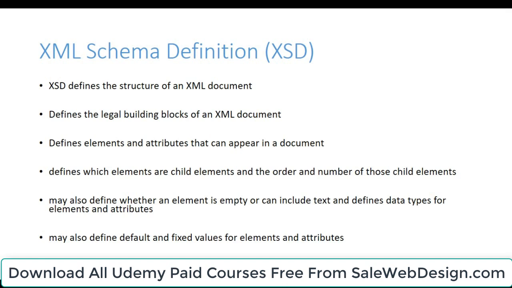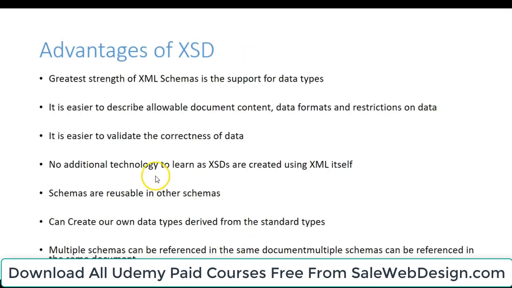We can create XML without a schema definition, so why do we really need XSDs? Is it not an unnecessary overhead? Let me help you understand the real advantages of having XML schemas. One of the greatest strengths of XML schemas is the support for data types. With support for data types, it is easier to describe allowable document content, data formats, and restrictions on data. And as you can guess, it is easier to validate the correctness of data.